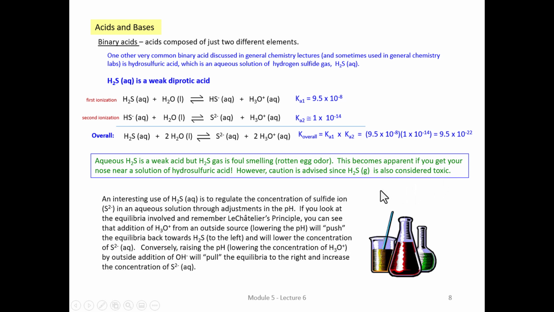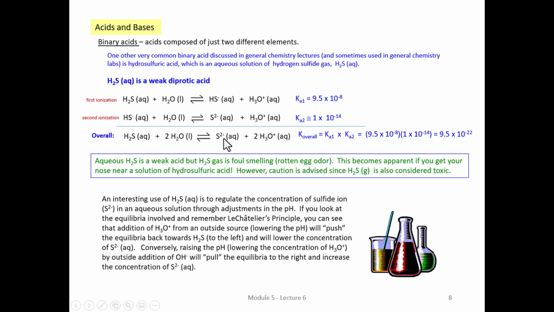So an interesting use of H2S solution, in other words, hydrosulfuric acid solutions, in a lab would be to regulate the concentration of sulfide ion in an aqueous solution through adjustments in the pH. Here's what we mean by that. If you look at the overall equilibrium, or either one of these individual equilibria, and remember Le Chatelier's principle, you can see that if you intentionally add hydronium ions to the solution, in other words, add acid, you're going to push this equilibrium back toward the left, and that's going to lower the concentration of sulfide ions in the solution.